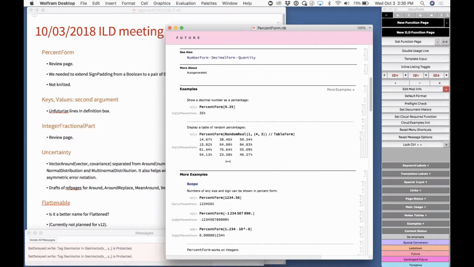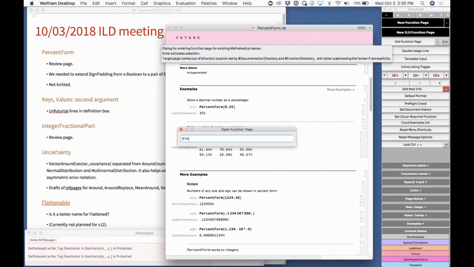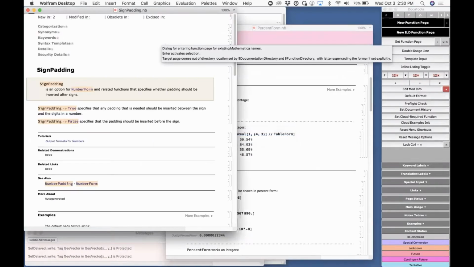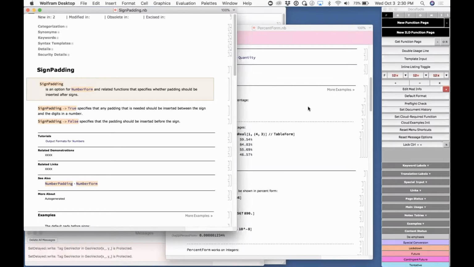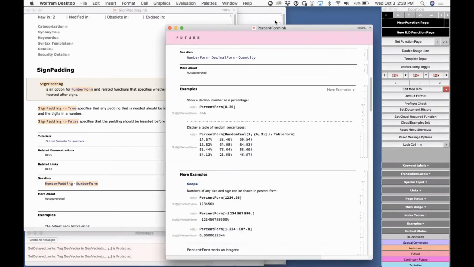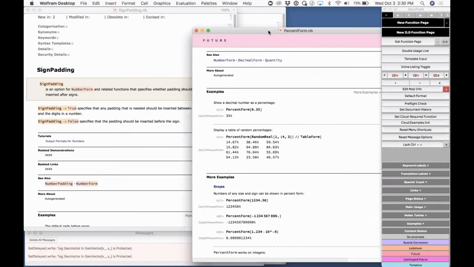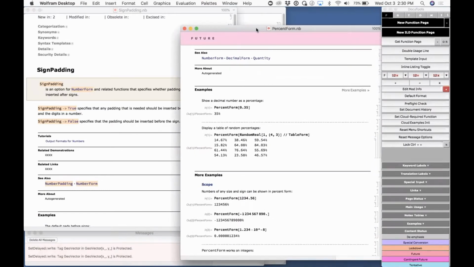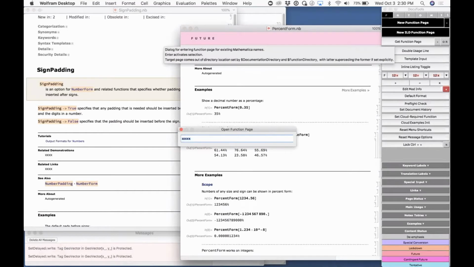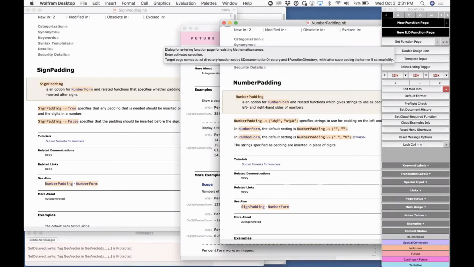And one thing that was needed during this work was that we had to generalize one option of NumberForm called SignPadding. It was a Boolean before. Now it can be a double Boolean, a list of left and right. So this is following what NumberPadding and NumberSigns do. They are both double Booleans. I don't know why it wasn't done from the very beginning. It's very natural to have all of them.